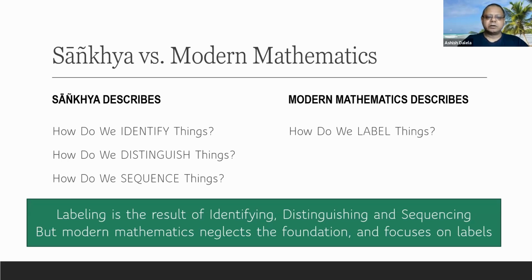So Sankhya talks about how do we identify things, distinguish things, and sequence things. And then once you have done these three things, then you get labels. Labeling is the result, but the foundation is something else. Now, there is a deeper anathema in Western mathematics, or the understanding of numbers, where they do not want to go into a foundation that is based on identifying, distinguishing, and sequencing. So what do they want to do? They want to simply construct a foundation of mathematics based on labels alone, right?